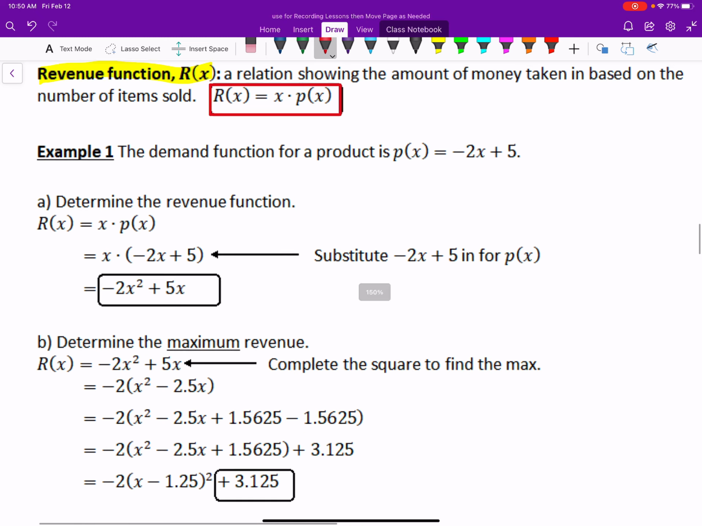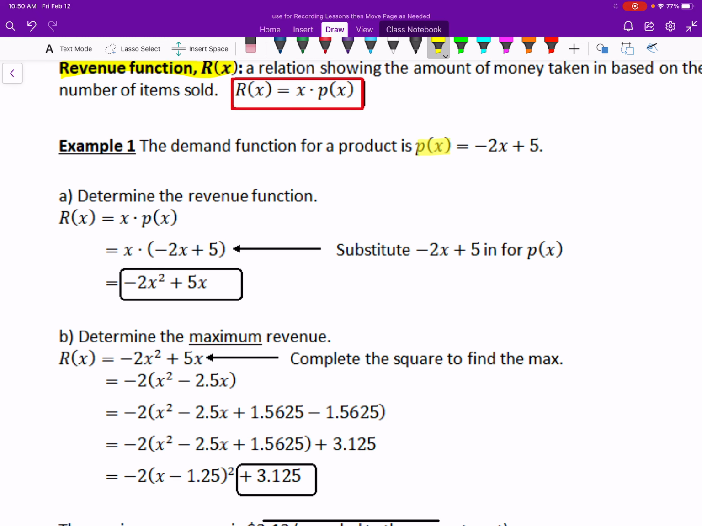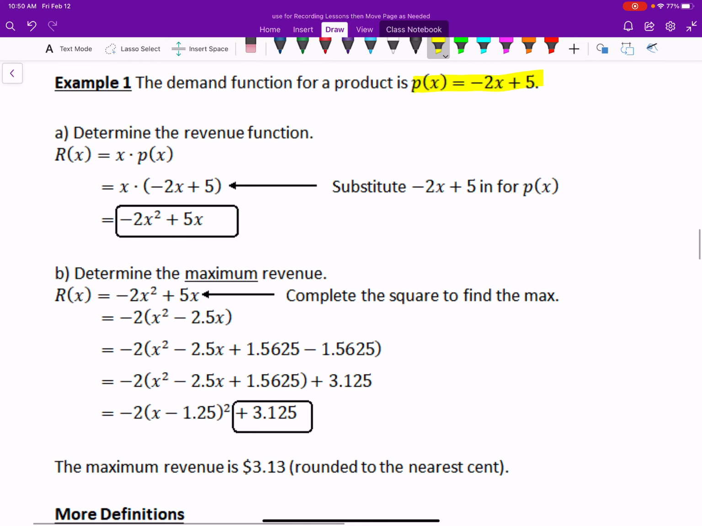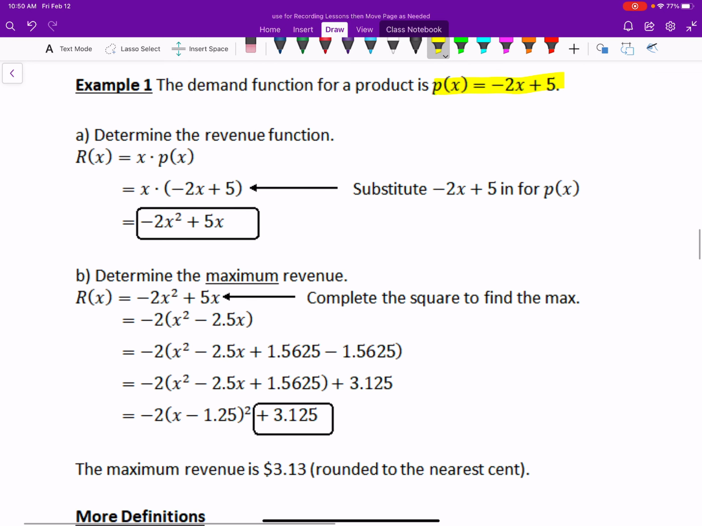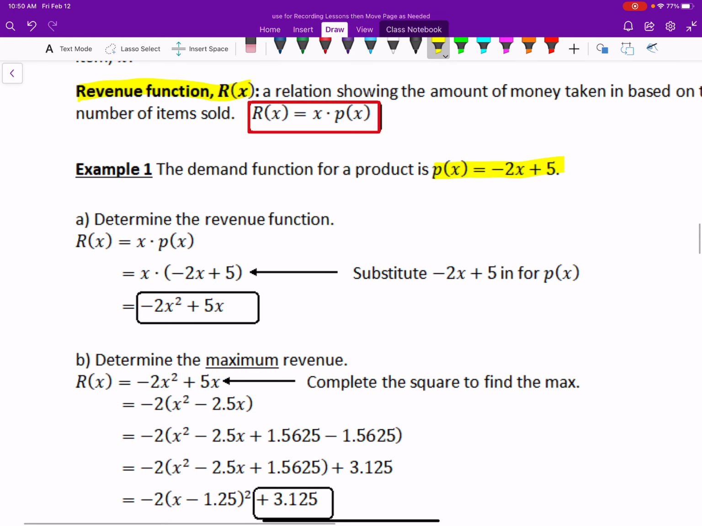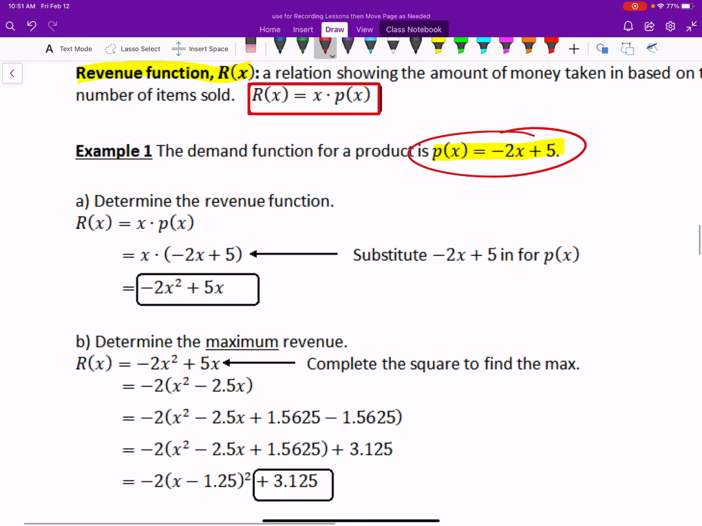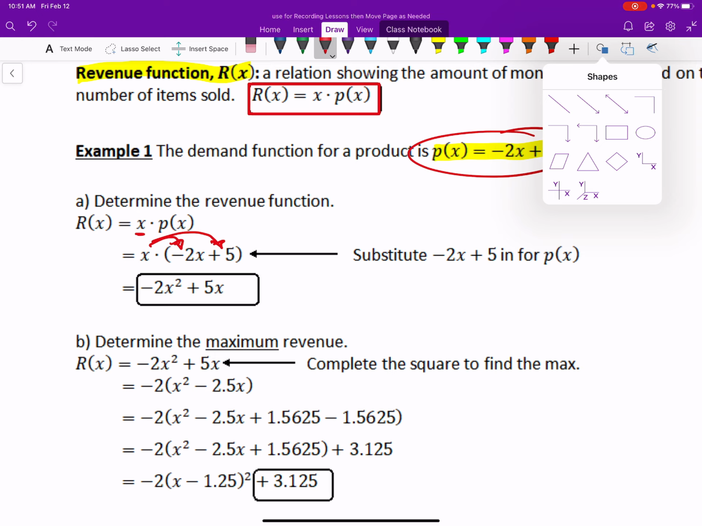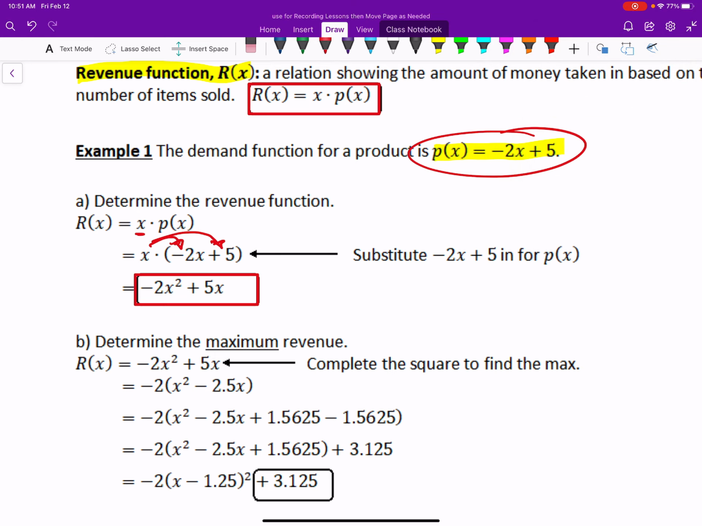So here's an example. The demand function for a product is given as P at X equals negative 2X plus 5. And this is pre-filled in for us just to save a little bit of time. So determine the revenue function. So X times P at X. Okay, so that's just from above. So the revenue function based on this particular demand function would be X times negative 2X plus 5. If I do distributive law here, then I'm going to get negative 2X squared plus 5X. And this would be my revenue function here, and it's a quadratic, right?